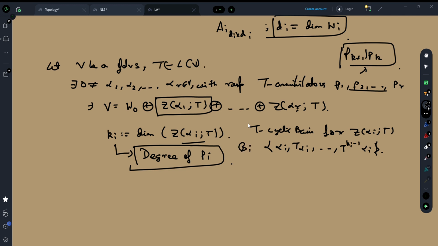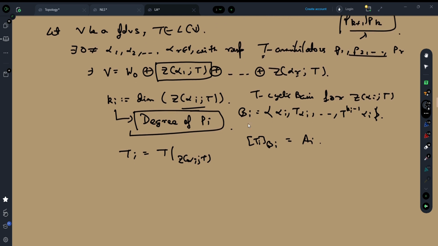So if you choose this to be Bi, and if you restrict T to each of these T-cyclic subspaces, then what happens? Then you will get a matrix representation of Ti with respect to Bi. You can name it as Ai. What should be Ai? Then recall, Ai is the companion matrix.